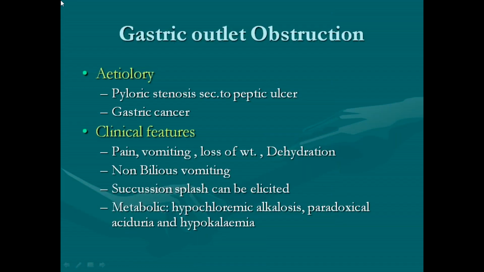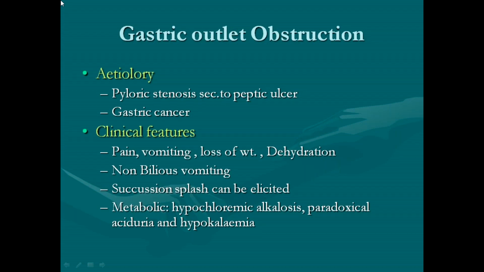And coming to the metabolic abnormalities, these are very important. Because of continuous vomiting, there will be loss of acid from the stomach. So the patient will land up in hypochloremic alkalosis. Your HCl is gone, so chloride is gone, H plus ions are gone. So what does this alkalosis do? It decreases the calcium. So the patient will land up in tetany. It's otherwise called gastric tetany.